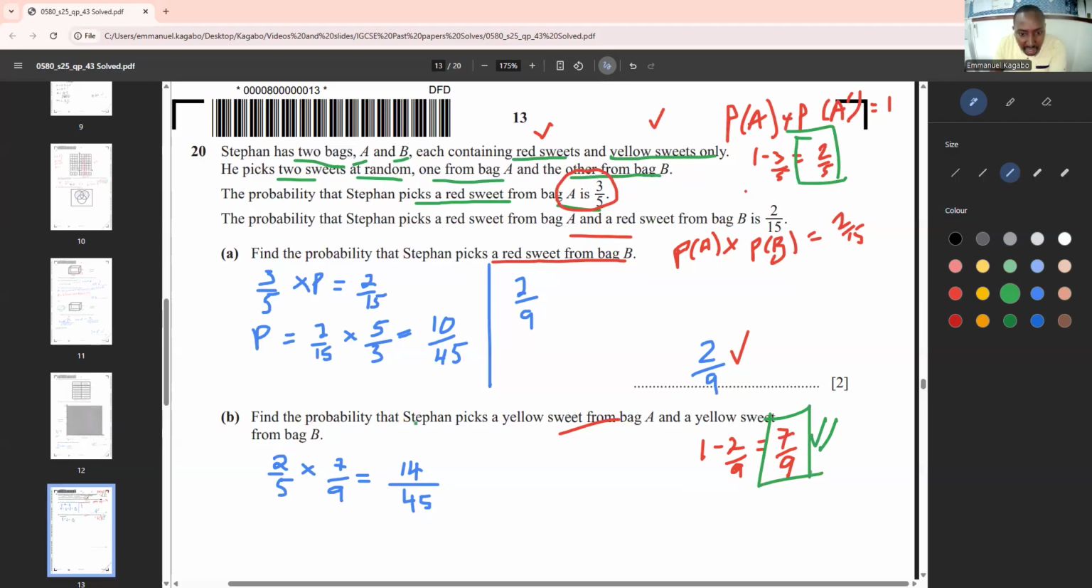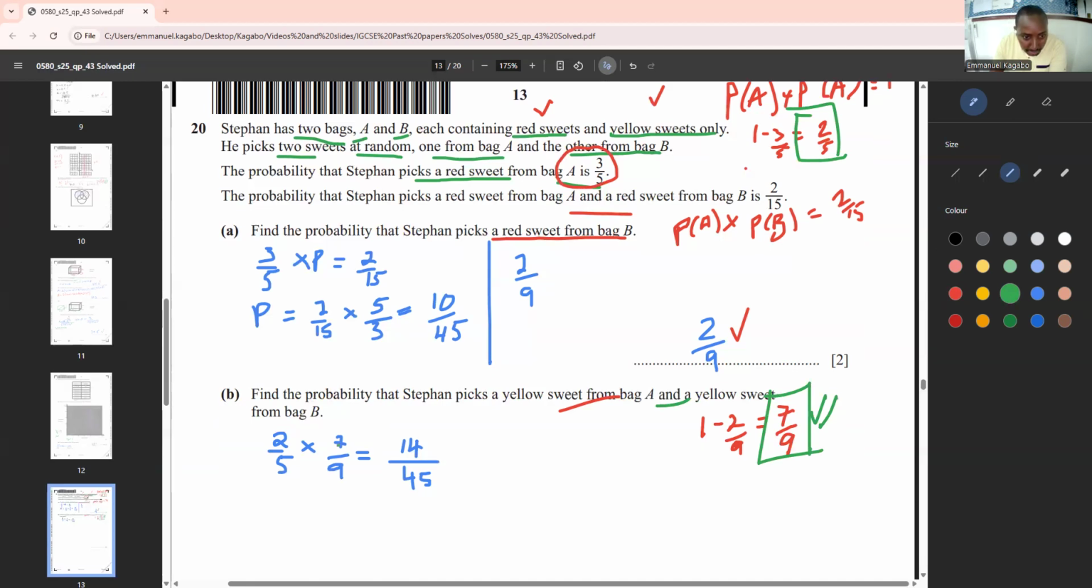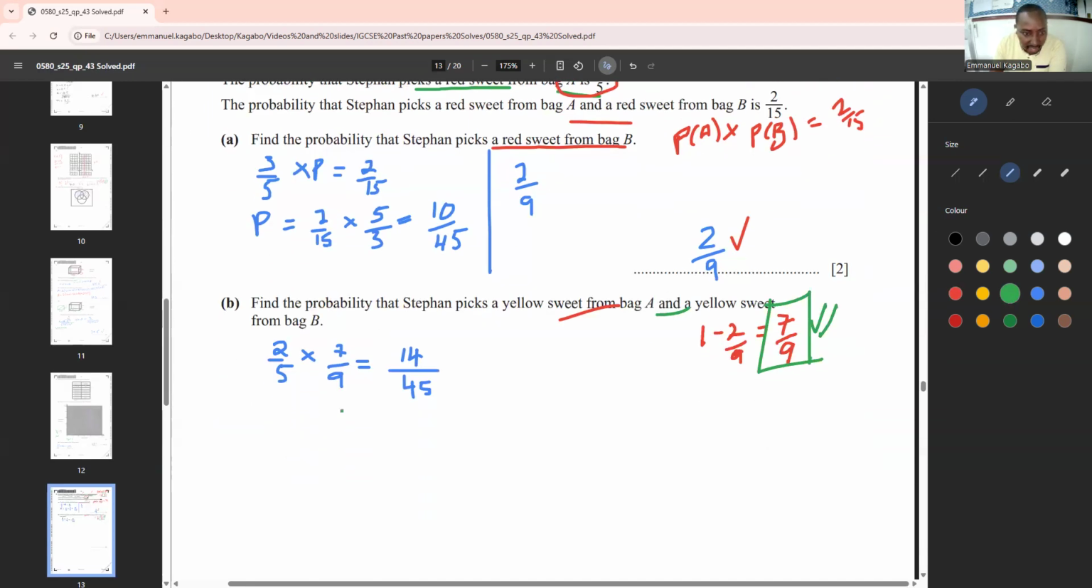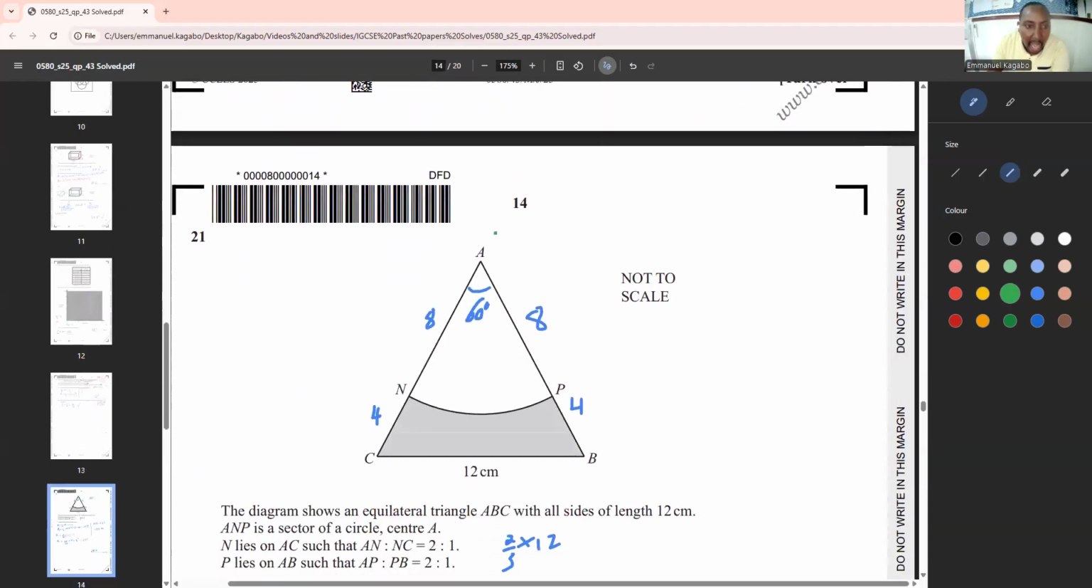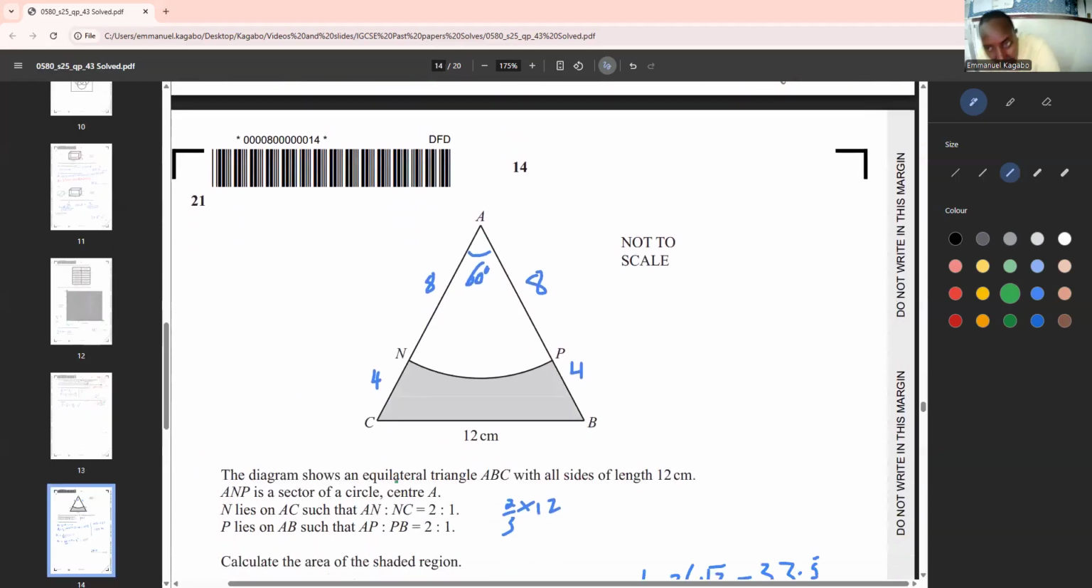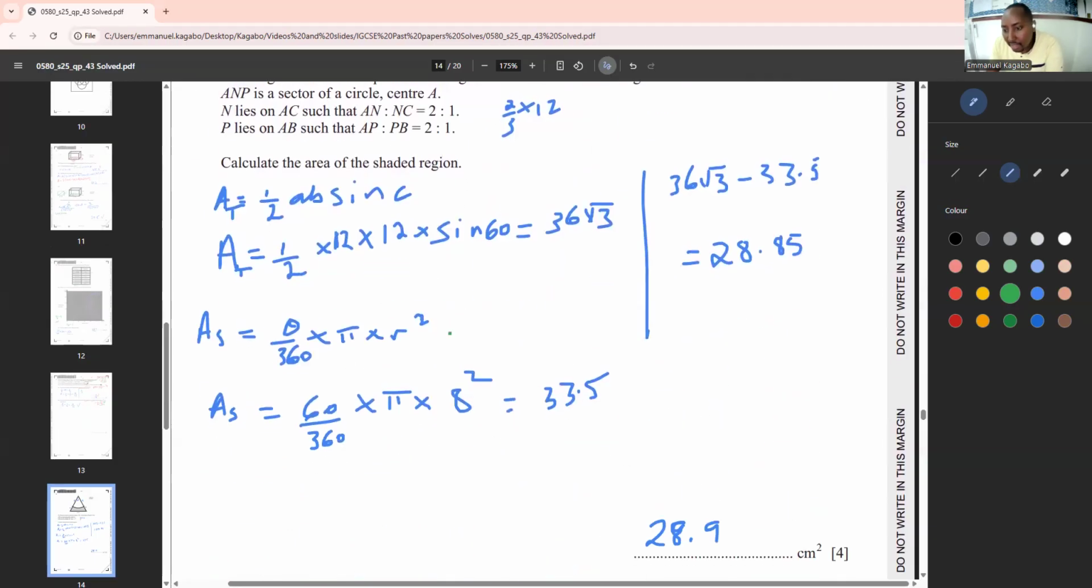Now, find the probability that Stefan picks yellow sweets from bag A and yellow from bag B. So definitely, if you have understood my answers and means multiplication, then you might find them and get that. Okay, very good. I hope we are together. Very good question in the exam here. How many marks? 4.